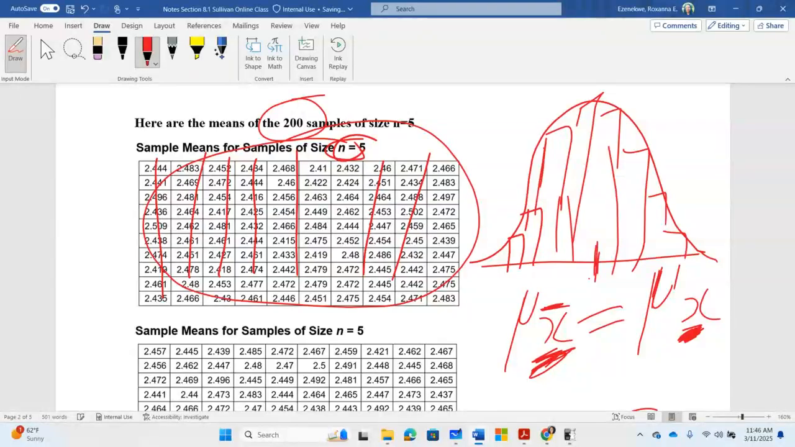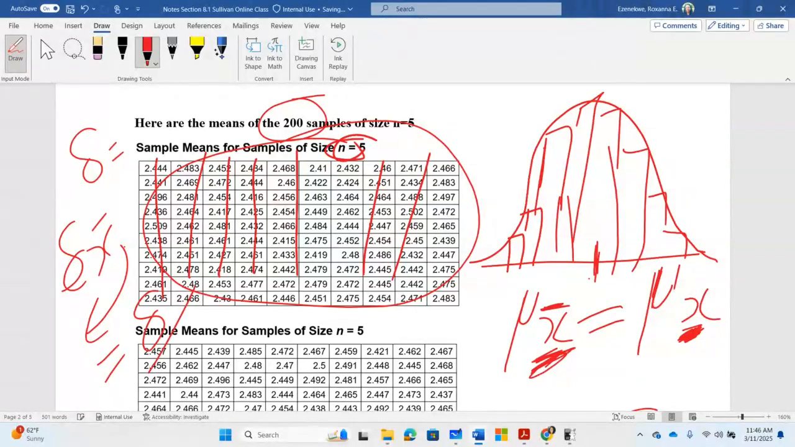The central limit theorem also says that the standard deviation of the original data is sigma, but the standard deviation of the mean distribution, sigma x bar, is equal to the standard deviation of the original data divided by the square root of sample size.